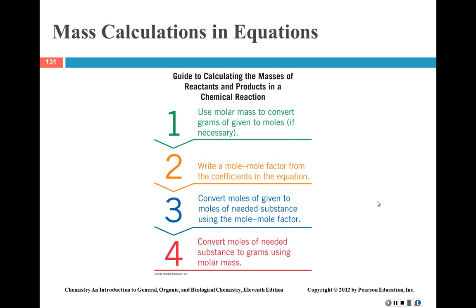And so in order to do mass calculations in equations, the first thing we'll have to do, of course, is use the molar mass to convert grams to moles. If it's not given in moles, you'll have to write that mole factor from the coefficients in the equation, convert moles of what you have to moles of what you want, and then convert those moles that you get at the end into grams of that substance.